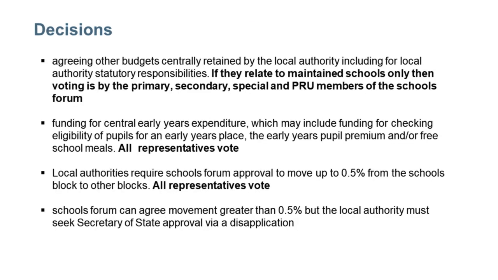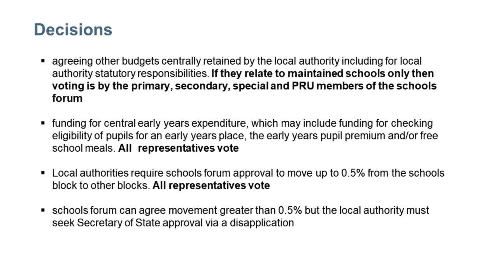Schools forums also agree other budgets centrally retained by the local authority, including for local authority statutory responsibilities. If they relate to maintained schools only, then voting is by primary, secondary, special, and PRU members of the schools forum, and that's pupil referral unit. Then funding for central early years expenditure, which may include funding for checking eligibility of pupils for an early years place, the early years premium and/or free school meals. With this, all representatives of the forum vote.